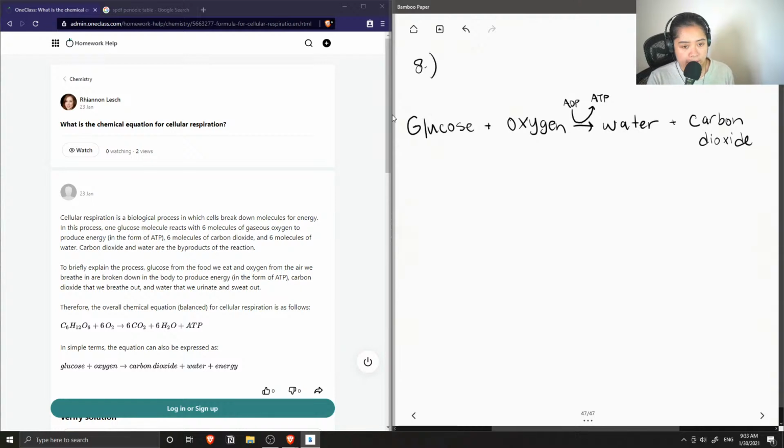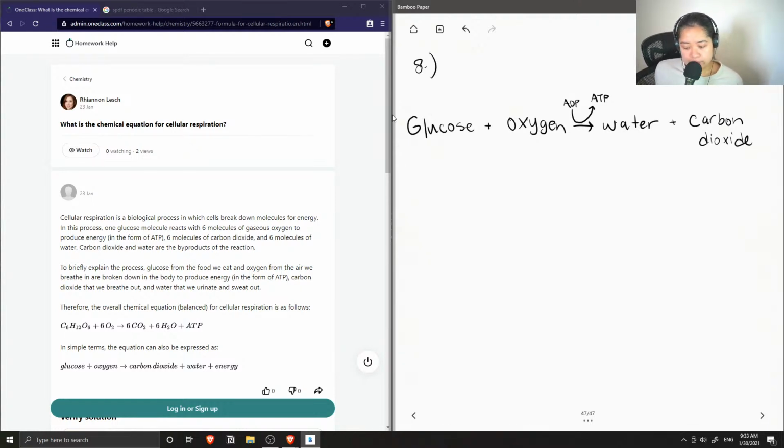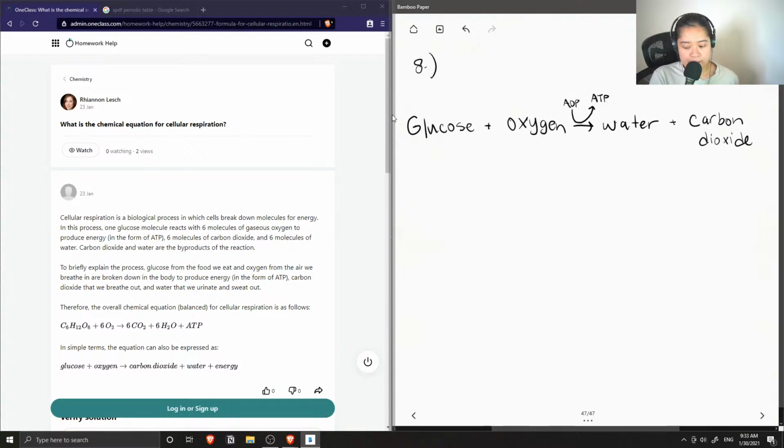So if we wanted to write this equation in terms of their chemical formulas, glucose is C6H12O6, oxygen is O2, water we all know is H2O, and carbon dioxide is CO2. So now let's try to balance out this equation.